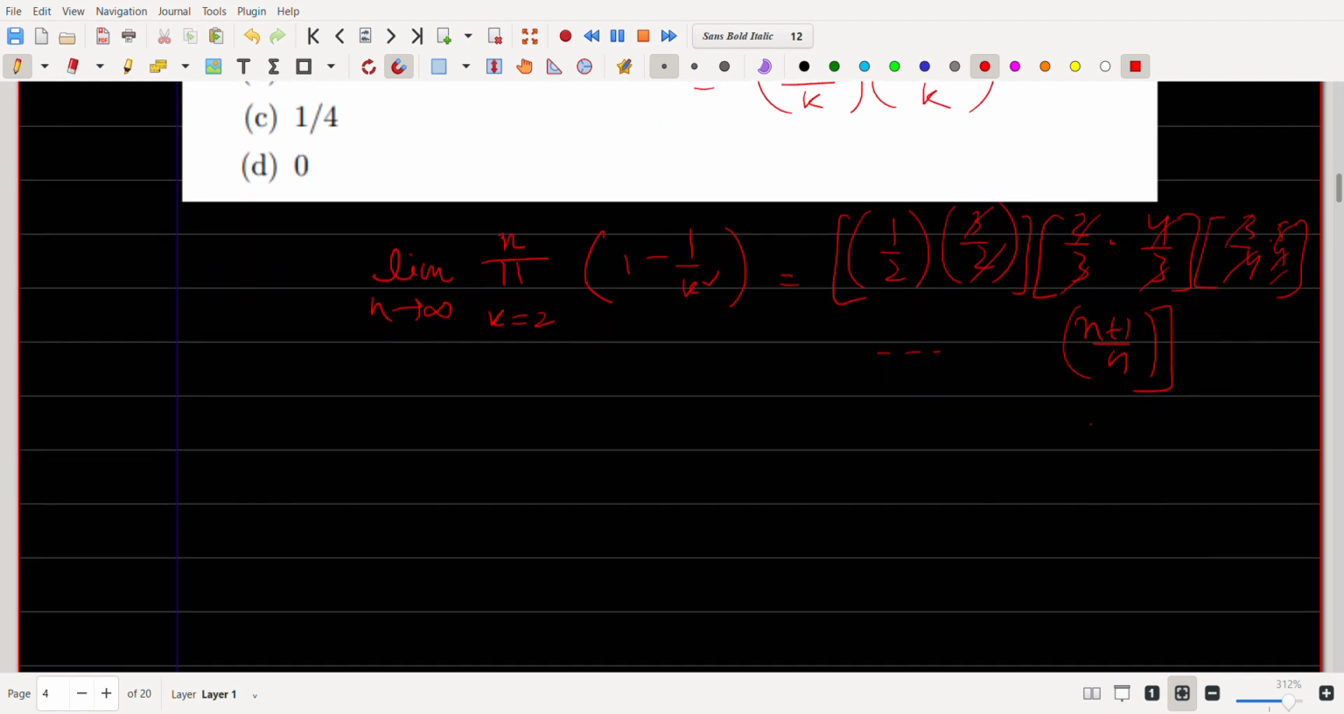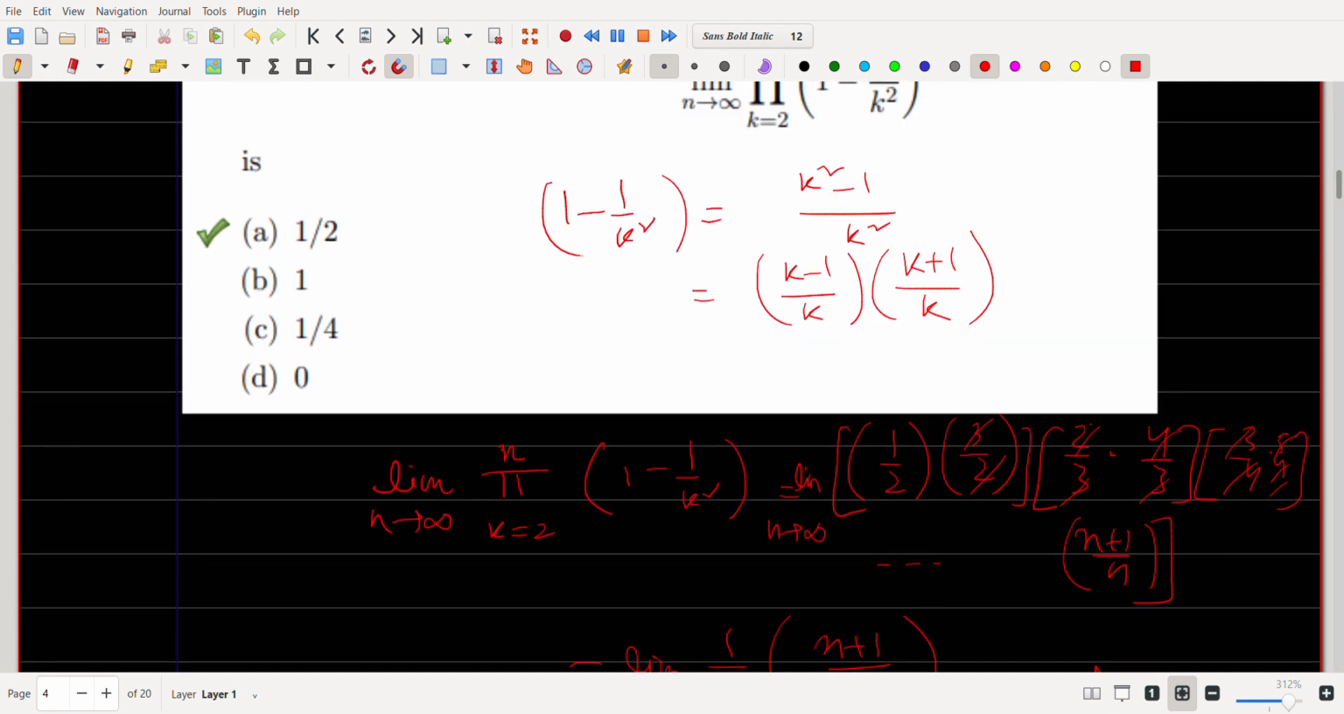So after cancelling out, the only thing you have is the limit as n goes to infinity of 1 by 2 times n plus 1 by n, which is half. So half is the correct answer.